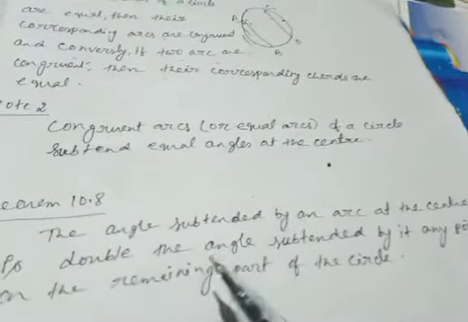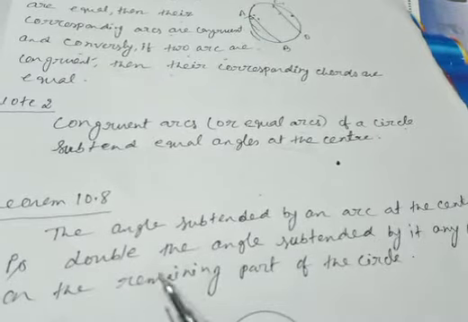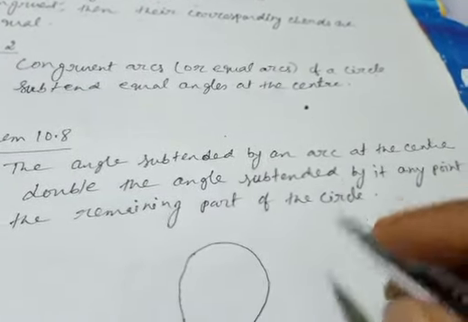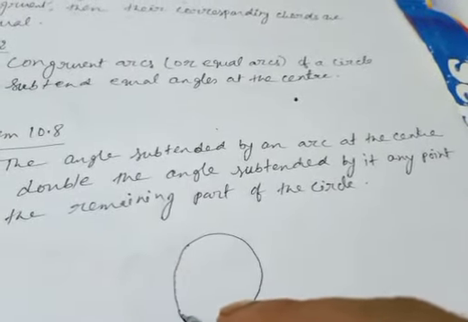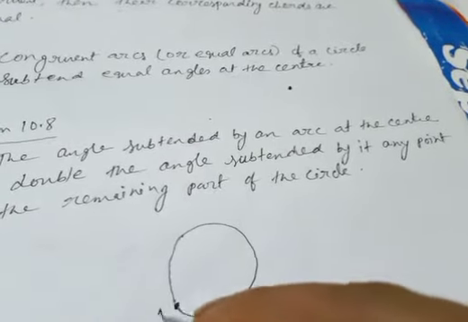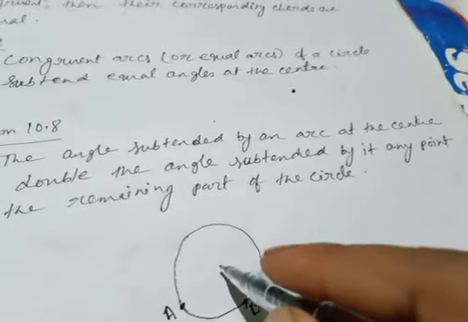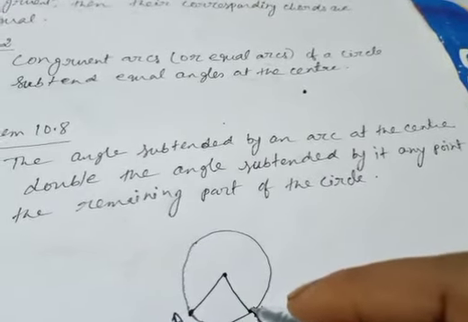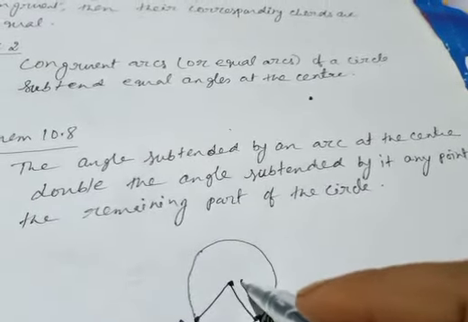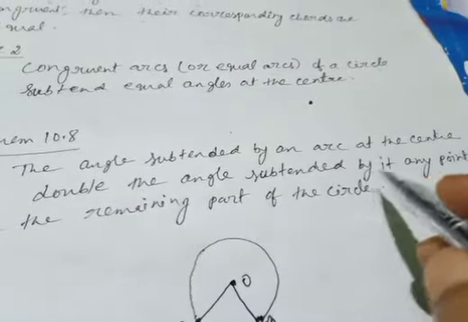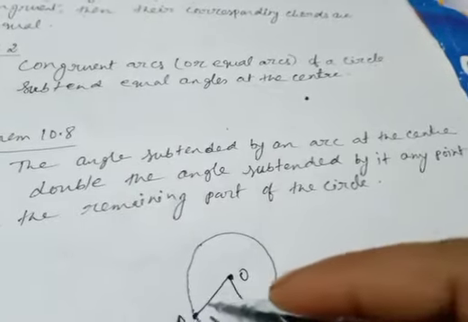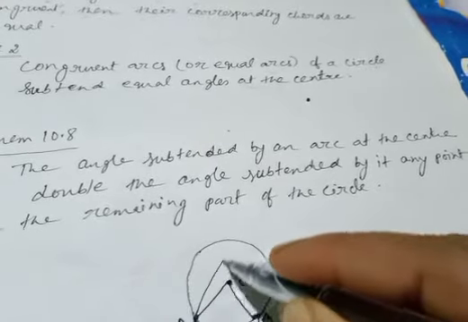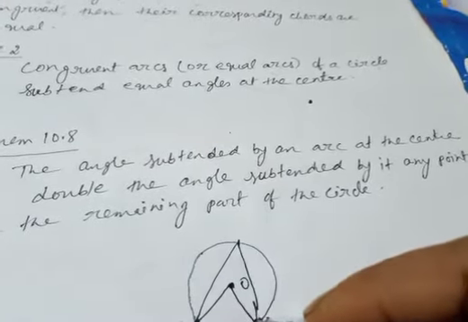Theorem 10.8. The angle subtended by an arc at the center is double the angle subtended by it at any point on the remaining part of the circle. See, suppose this is arc AB. The angle subtended by this arc at the center, so O is the center of this circle, is double the angle subtended by it at any point on the remaining part of the circle. That means this arc will again subtend an angle on the remaining part of the circle, suppose you take any point on the circle, this one.